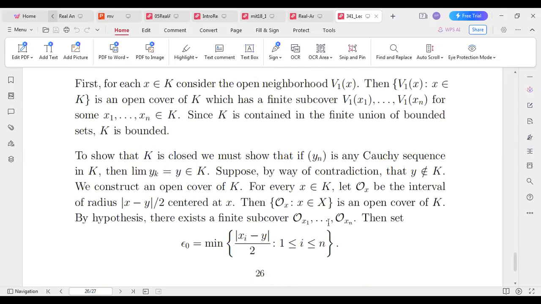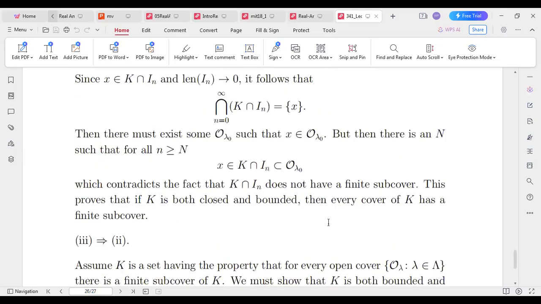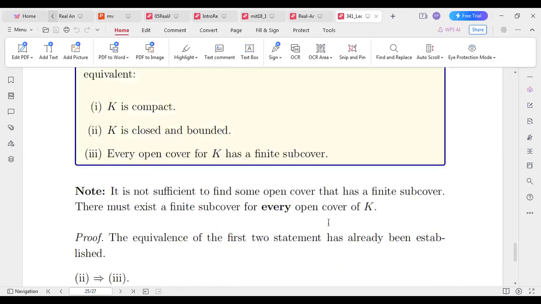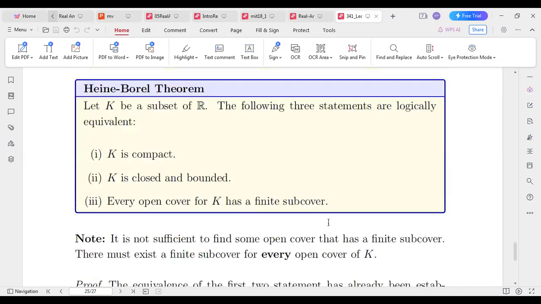This is actually a complete proof of a very famous theorem, the Heine-Borel theorem. So I hope if you practice more, you can write it easily.